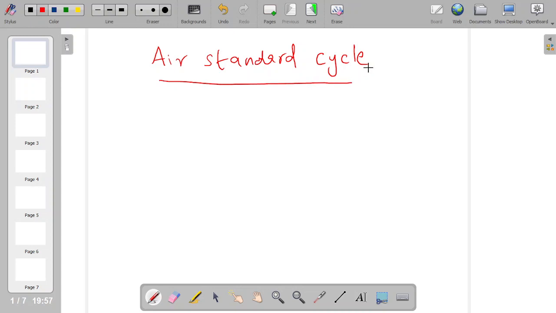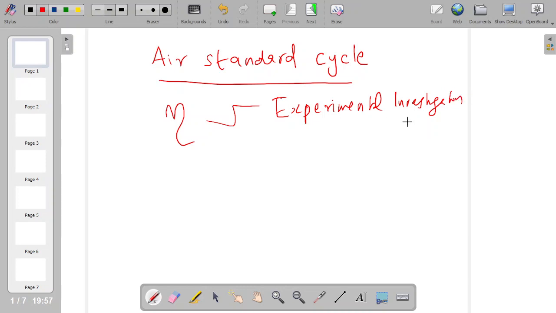How will you find out the performance analysis of an engine? For example, how will you find the efficiency of an engine? Normally it will be by experimental investigation. You will have a particular engine, run the engine, measure the input and output values, and you will get the efficiency. But in all cases it may not be possible to conduct such an experimental study. So we have to go for some theoretical equations.